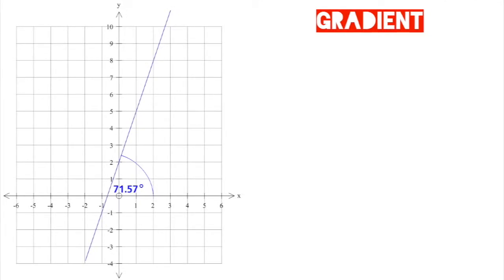Now we're going to have a look at the third and final method that you can use in order to be able to find the gradient. This is m, or in other words, the gradient is equal to tan theta, where theta is the angle that the line makes with the positive x-axis.